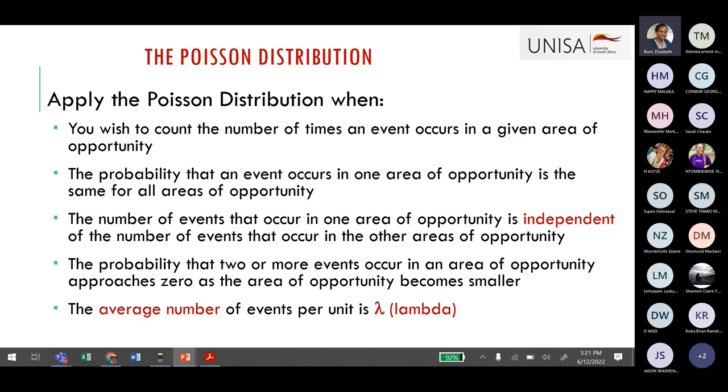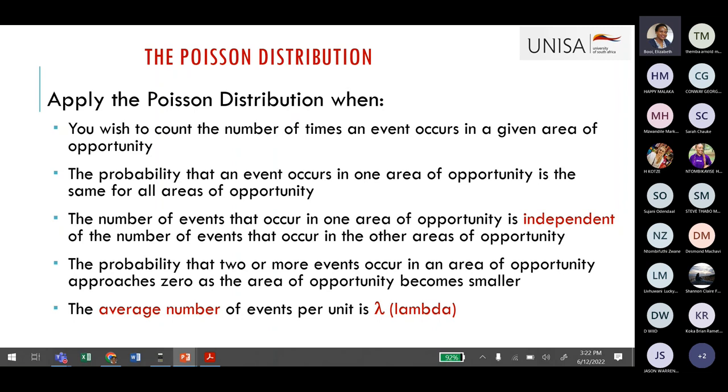And you will see when we go to the Poisson distribution tables that the probabilities of those events happening become smaller as the number of events increases as well. The average number of events per unit is always denoted by a lambda, that symbol that you see there. Lambda talks to the average, or the expected number of events, that we will use for the Poisson distribution.